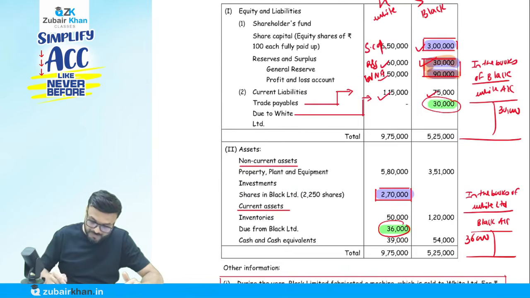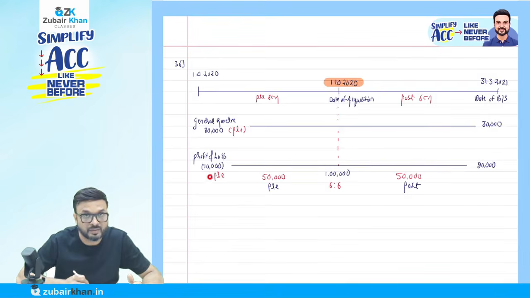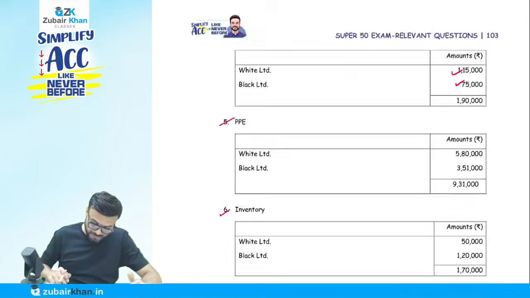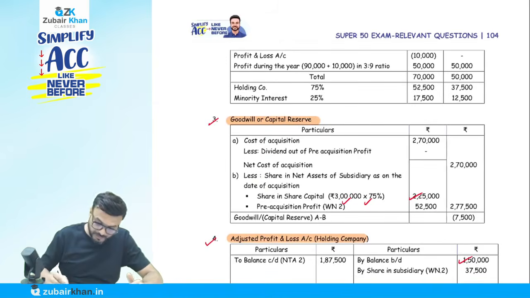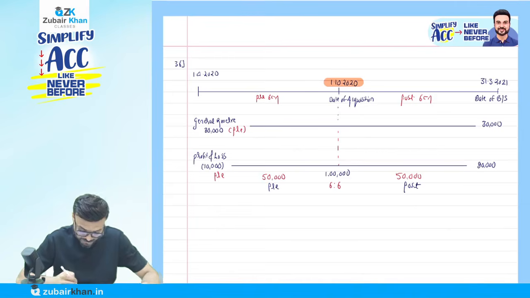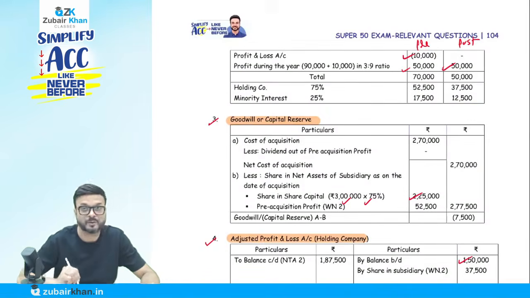Then we have 90,000. We discussed about this 90,000 because the opening is given negative 10, so this 10 will go in pre. The pre is negative 10,000. If the closing balance is 90,000, it means during the year there is a profit of 1 lakh. Equal 50-50 because we acquired in the middle of the year. So pre 50,000, post 50,000. Simple it is.